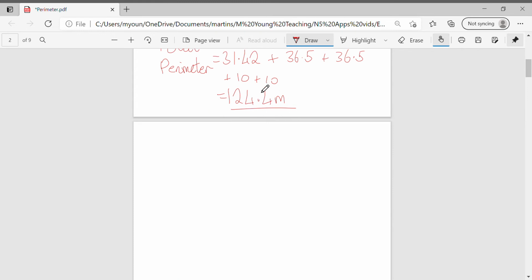So from this, the actual length is going to be the 124.4, and I'm going to take away 2 times 1.25. So 124.4, and I'm taking off 2 lots of 1.25, and that's obviously just going to be 2.50.